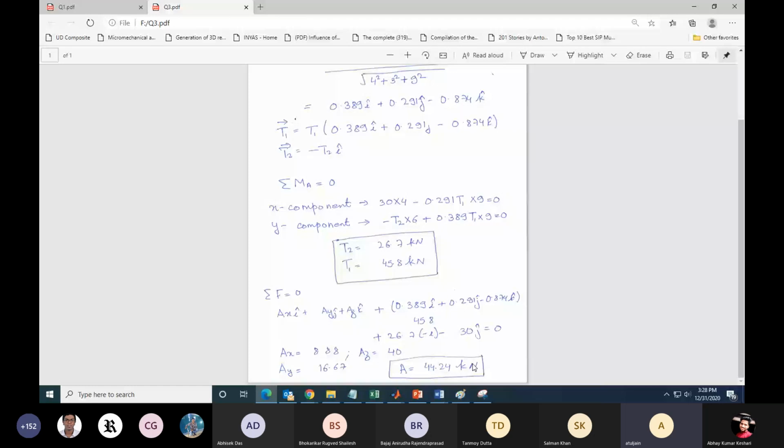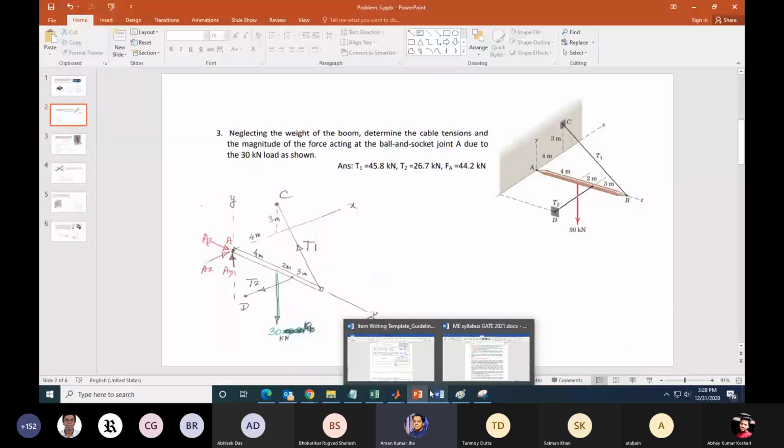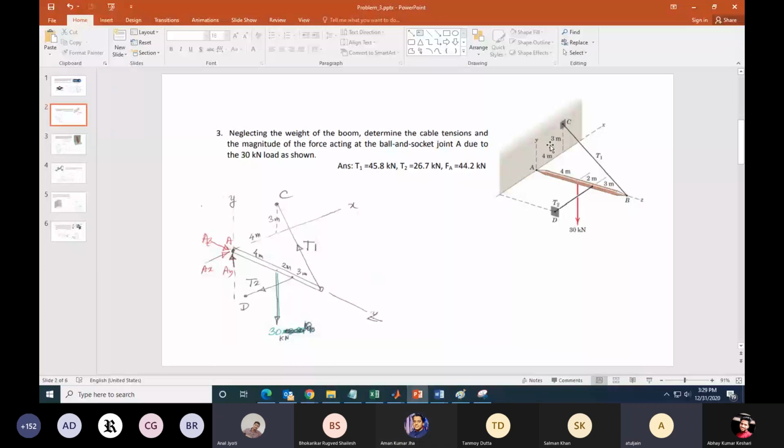Sir, if we calculate the moment about AC, that will directly give us T2. Yes, sir, I have also done it in that way. Okay, that is also fine. Moment about which point? About the axis AC, sir, about the line AC, not a point. That is also fine. That is also a correct way of doing it.